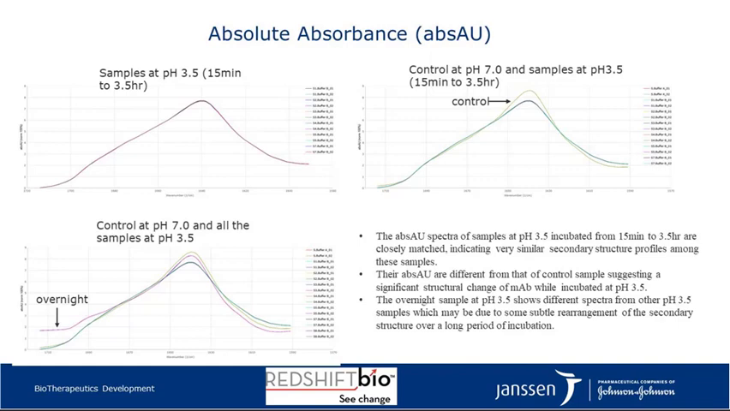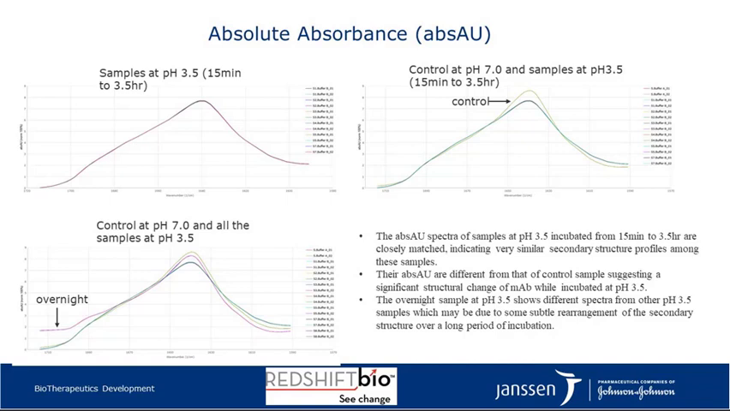What I'm showing here is the absolute absorbance data, the raw data that is, from the instrument. In the upper left-hand panel, you see samples from 15 minutes to 3.5 hours that were at pH 3.5. The data looks very, very consistent across that approximate 3¼ hour time frame. We then add the control data, the pH 7 sample, to that, which is the upper right-hand image, and you can definitely see in the raw data here a change in the spectral data, indicating a shift in conformation, especially in the amide region.